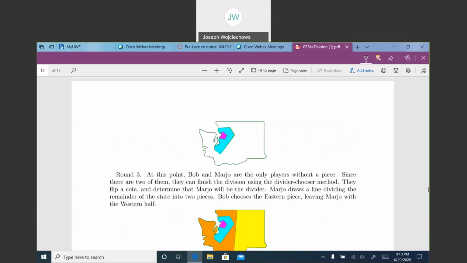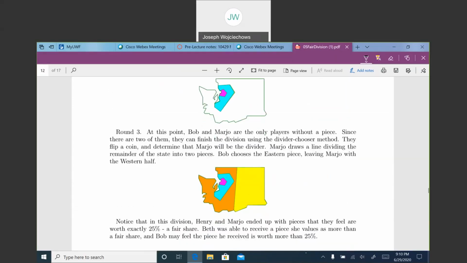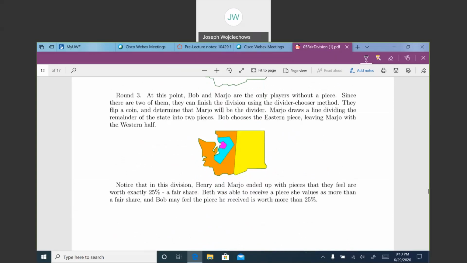At this point, Bob and Margot are the only players without a piece. There's the two of them. They finish the division using the divider-chooser method. They flip a coin and determine that Margot will be the divider. She draws a line dividing the remainder of the state into two pieces. Bob chooses the eastern piece, leaving Margot with the western half.